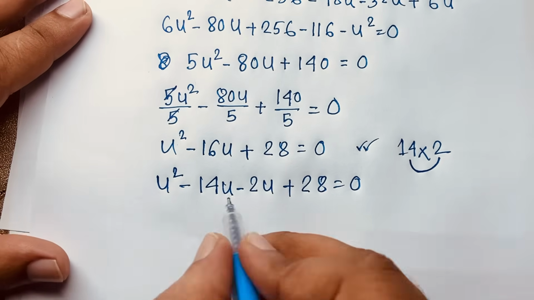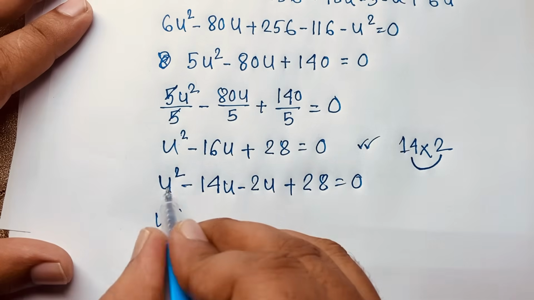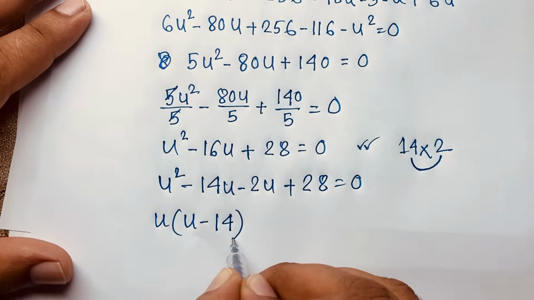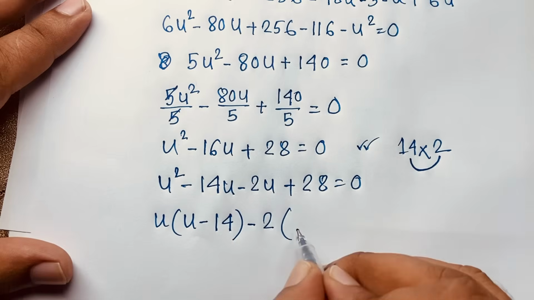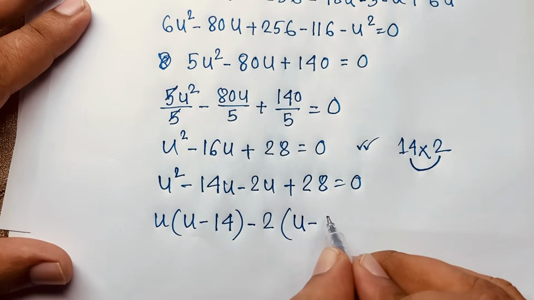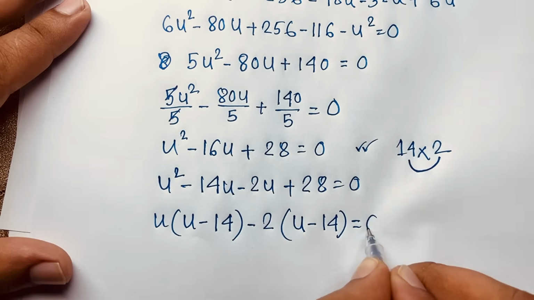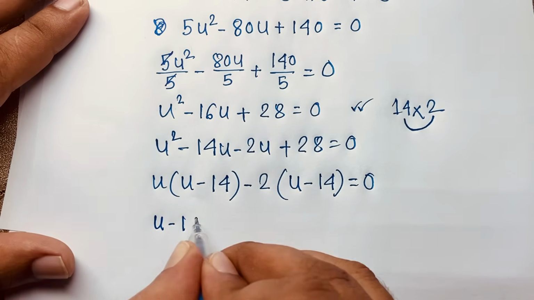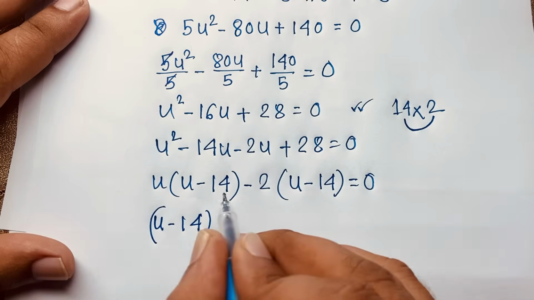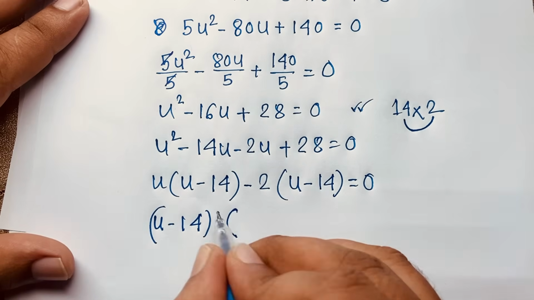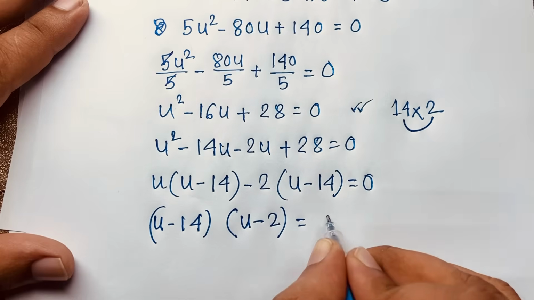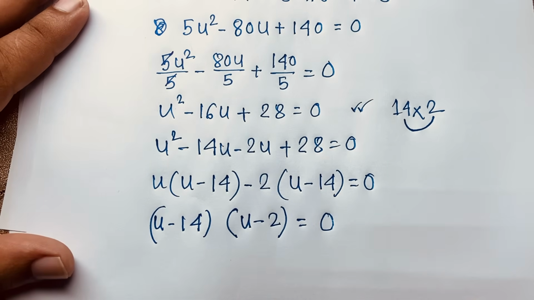Then you can see easily here u is common, so if I divide this by this value, it will be u; this divided by this, it will be 14; and here minus 2 is common, so it will be u; this divided by this, it will be minus 14, equal to 0. Now you can see easily here u minus 14 is common, so if I take u minus 14, then this divided by this it will be u minus 14, and this divided by this it will be u minus 2, in brackets, equal to 0. So we will find two cases.